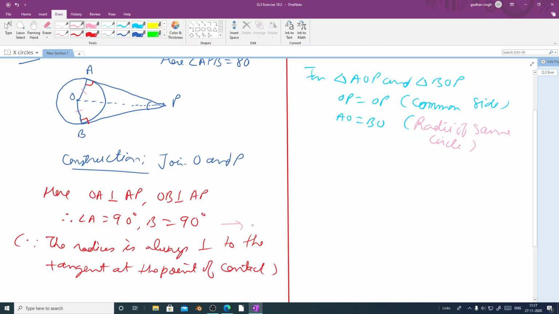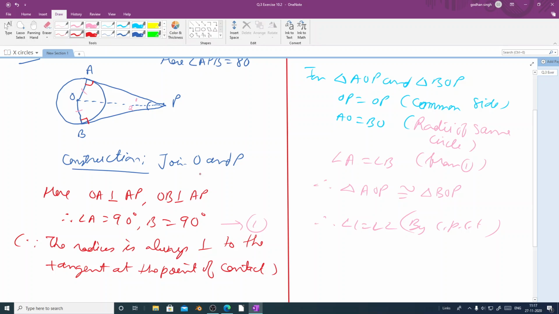Next, let this be 1, and angle A equal to angle B, from 1. Therefore, we can say that triangle AOP is congruent to triangle BOP. Suppose we let this be angle 1 and this be angle 2. Therefore, angle 1 equals angle 2 by CPCT.